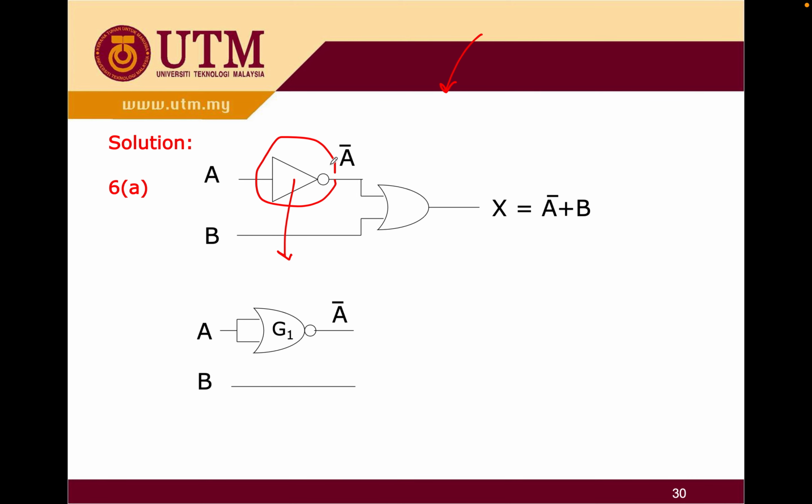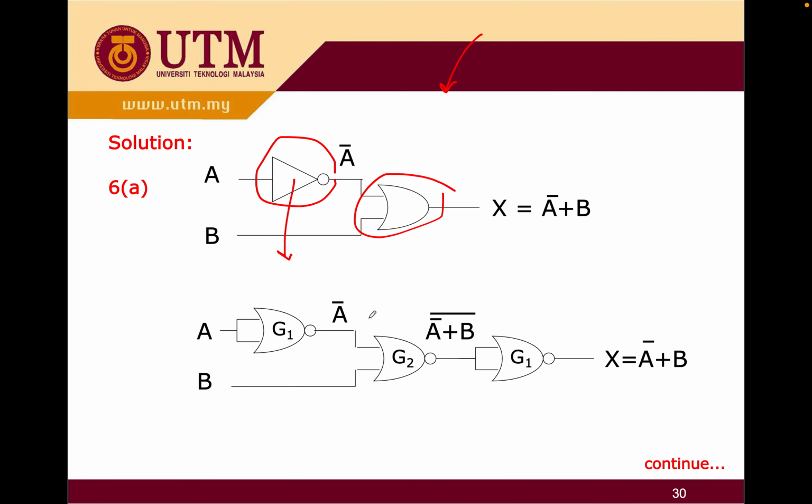After you have the NOT gate, you have the OR gate. How to represent the OR gate in terms of NOR gates? So please remember back, this is how it looks like for the AND gates. So this is the final answer.